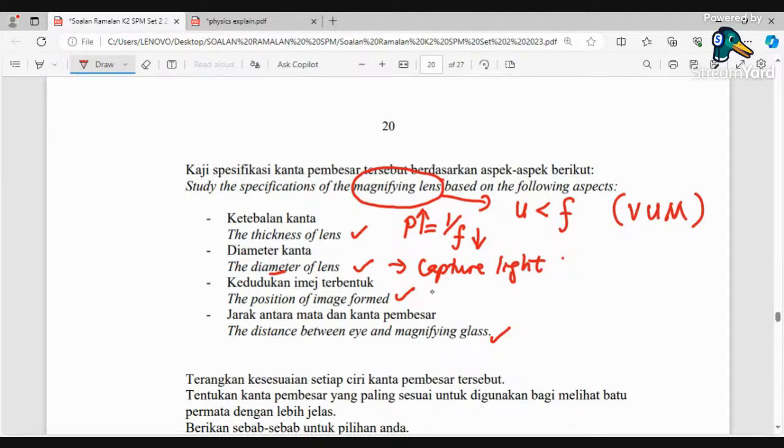Okay, position of the image form ialah more than 2F, dia jauh, ataupun position adalah same side as the object. Sebab ini adalah virtual.